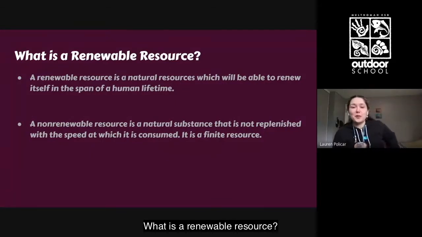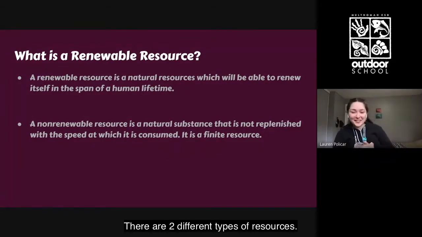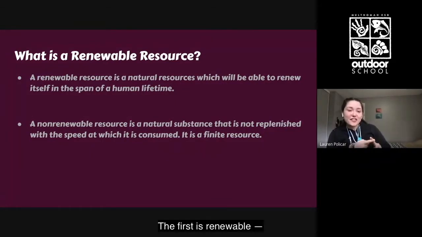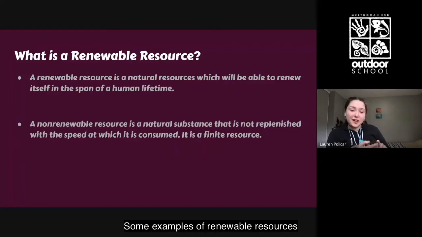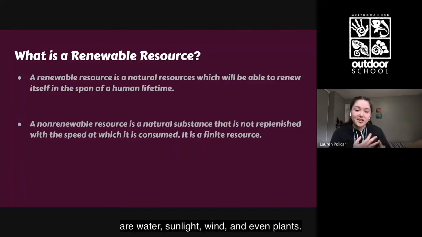What is a renewable resource? There are 2 different types of resources. The first type is renewable. They are natural resources that will be able to renew themselves in the span of a human lifetime. Some examples of renewable resources are water, sunlight, wind, and even plants.